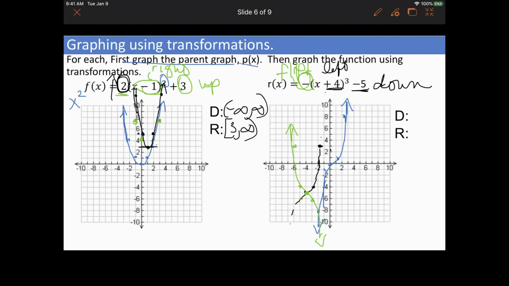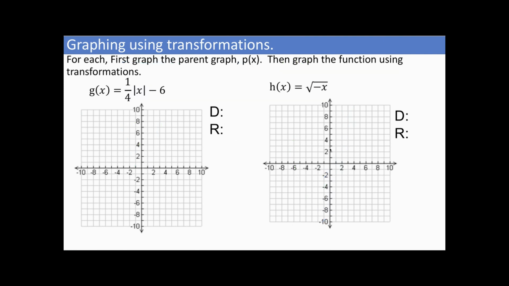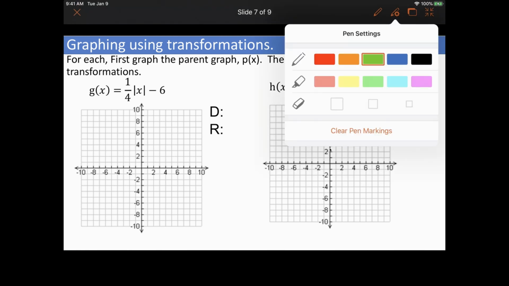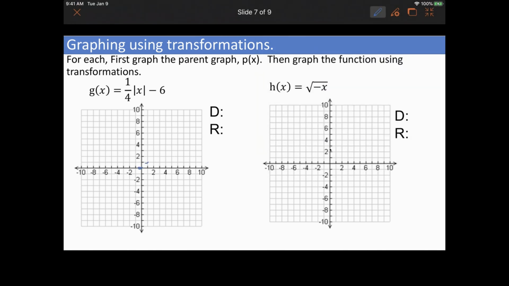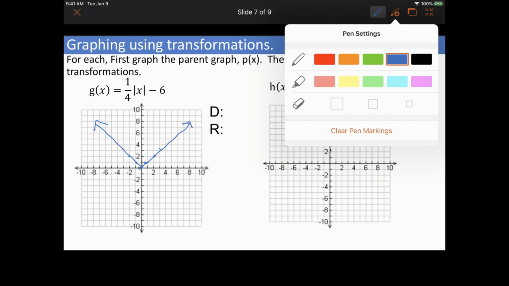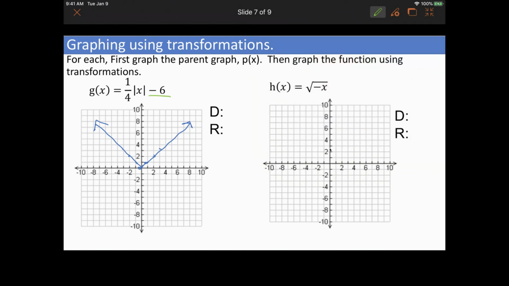Okay, moving along. Absolute value function. Okay, parent function looks like a V. 0, 0, 1, 1, 2, 2, 3, 3. Then here, remember it's even, so it has to be the same. And it's reflection. Okay. All right. So this one, I'm going to drop down 6. Then I'm going to deal with the 1/4 afterwards. So 1, 2, 3, 4, 5, 6.